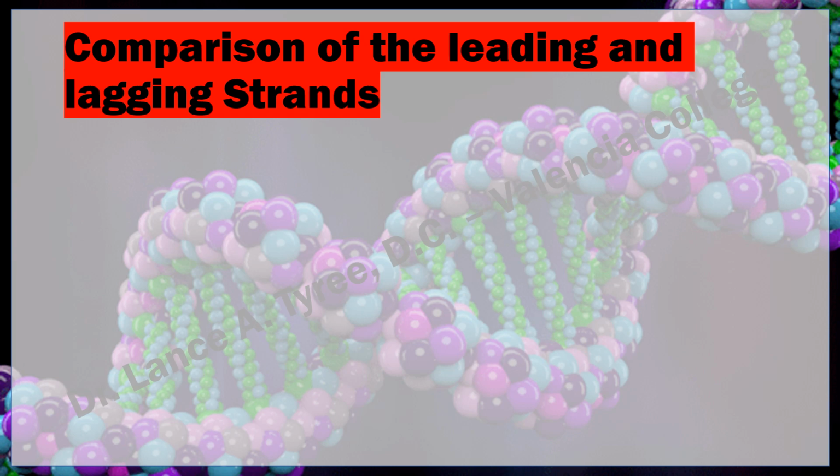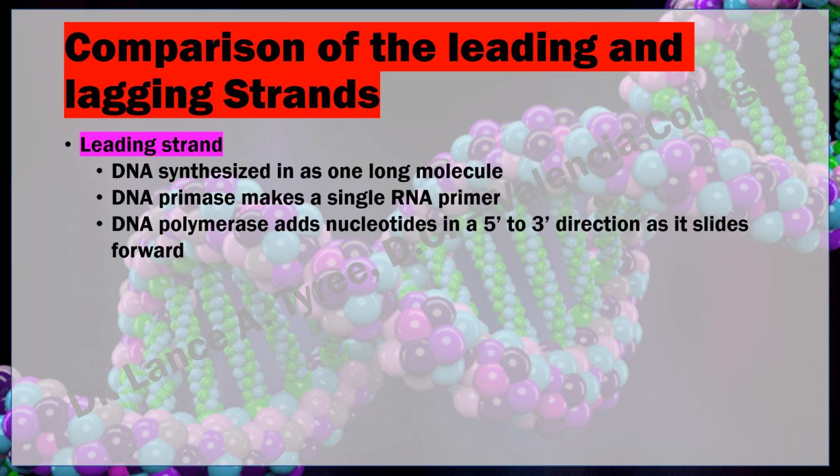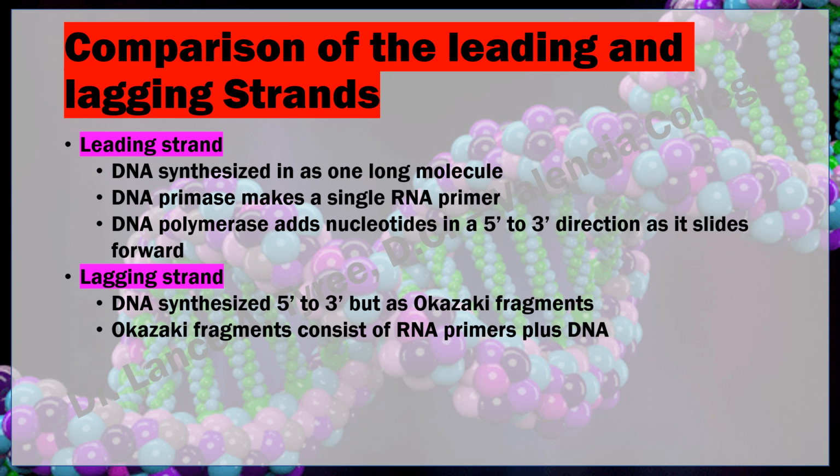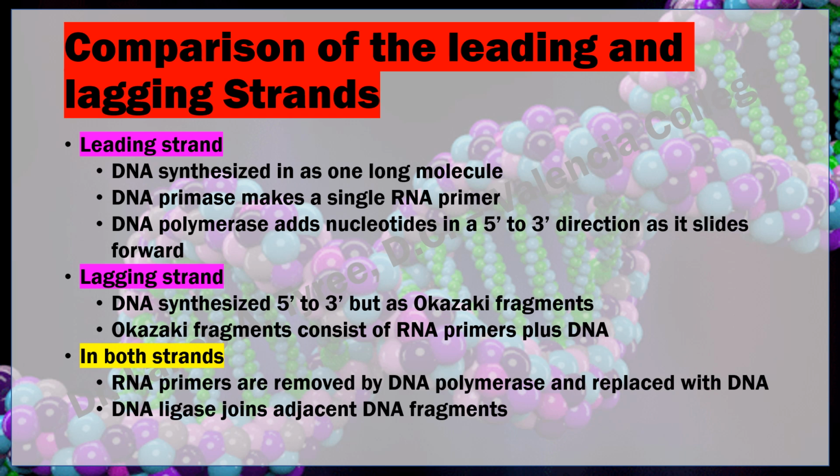So we have a comparison of the leading and lagging strands. What are leading and lagging strands? First, we have the leading strand. DNA is synthesized as one long molecule. DNA primase makes a single RNA primer, and DNA polymerase adds nucleotides in a 5' to 3' direction as it slides forward. The lagging strand is where DNA is synthesized 5' to 3', but as these things called Okazaki fragments. Okazaki fragments consist of RNA primers plus DNA. In both strands, RNA primers are removed by DNA polymerase and replaced with DNA, and DNA ligase joins adjacent DNA fragments. Once again, when you watch the video, this will make sense.